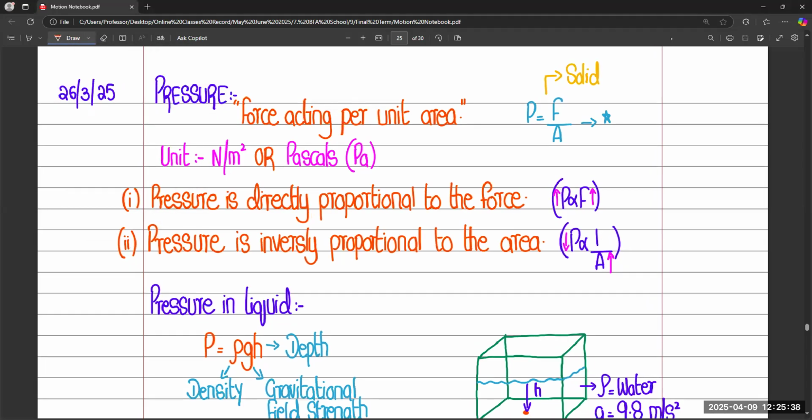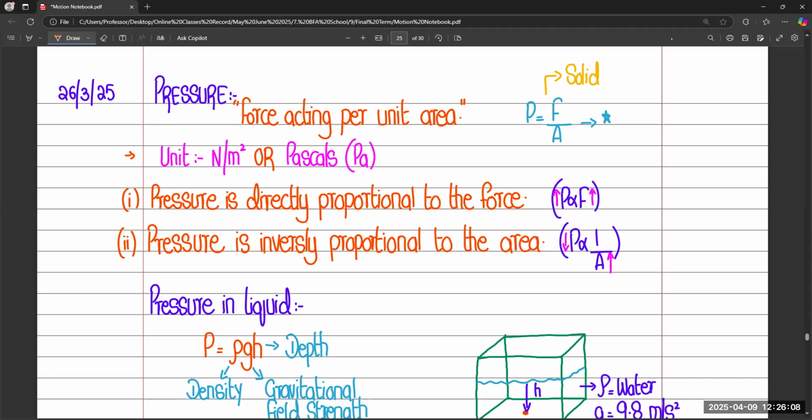Secondly, the SI unit of pressure is Newton per meter square, or you can also use pascals, Pa in short form. We can use both units. If you write pascals, that is okay, and if you write Newton per meter square, that is also fine. But mostly in questions we get pascals as the SI unit, so you can write pascals every time for pressure.